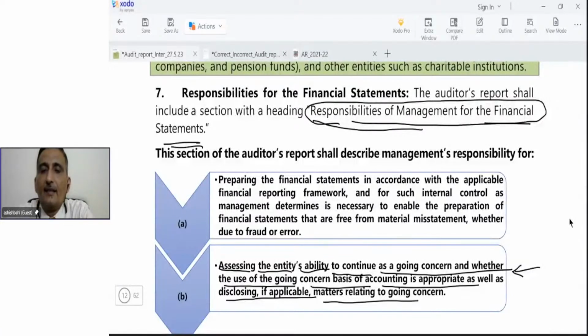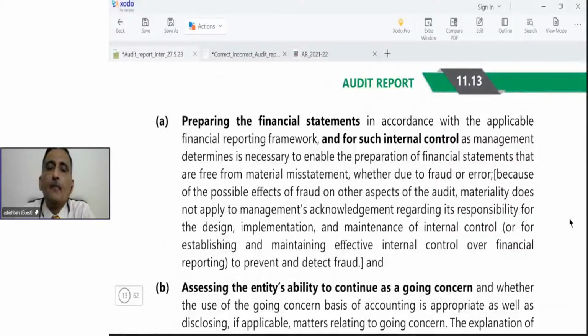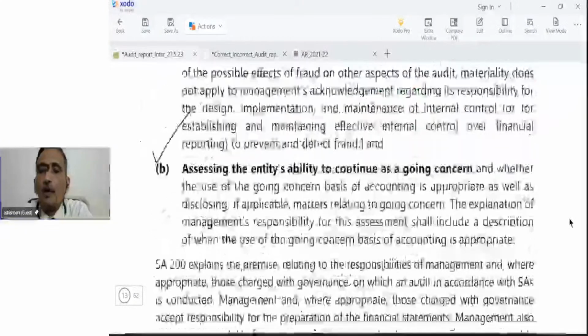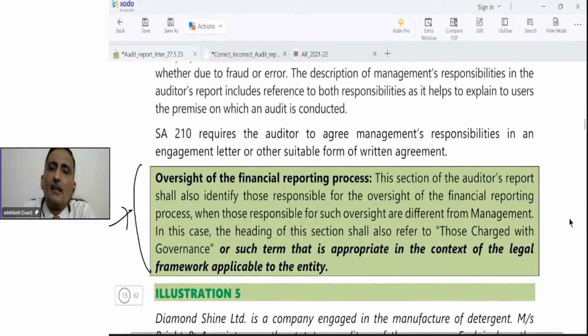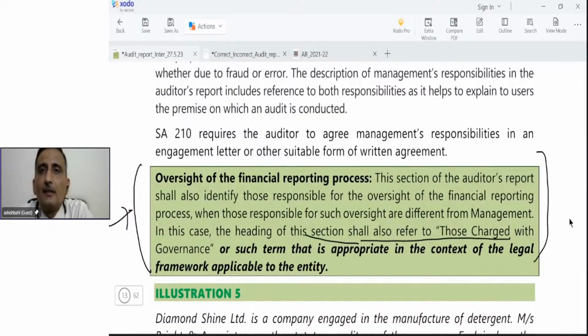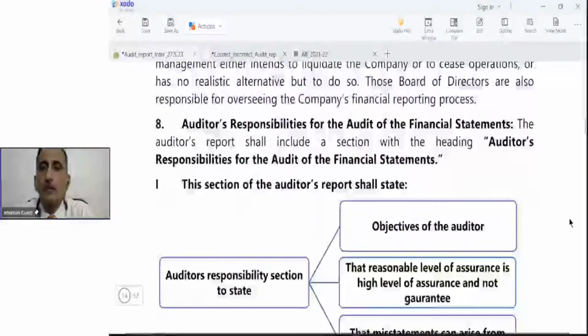So is that clear, guys? Yes. So both these points I have discussed in detail: preparing the financial statements and assessing the entity's ability to continue as a going concern. Where management and those charged with governance are separate, the words those charged with governance will be used instead of management, like I have told you, say in listed companies, where there is a separate body for oversight like the audit committee.